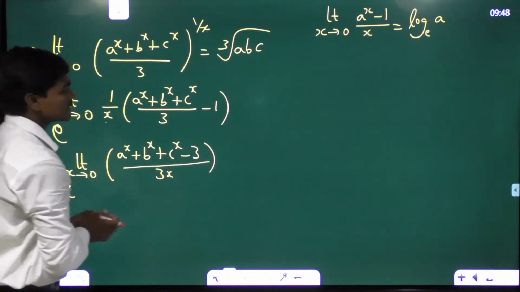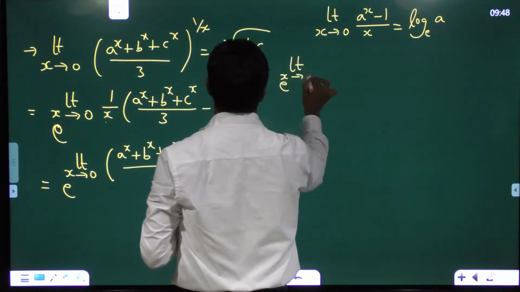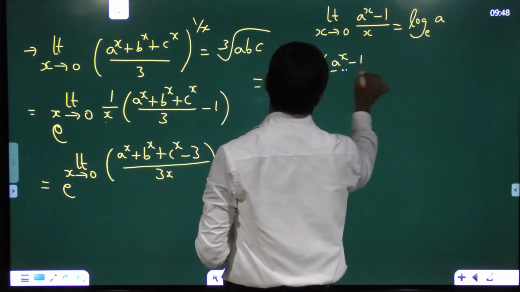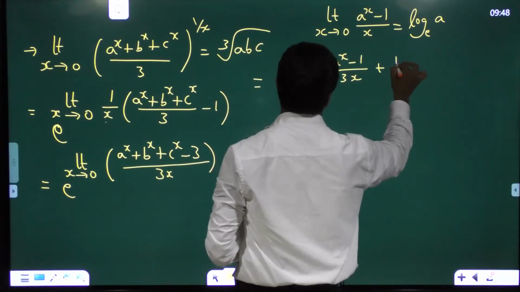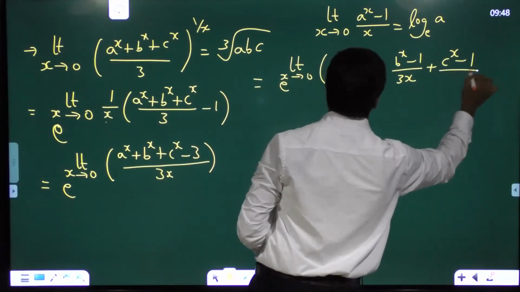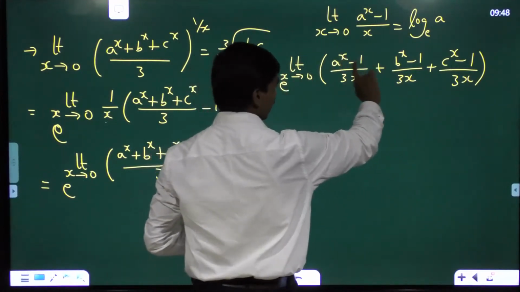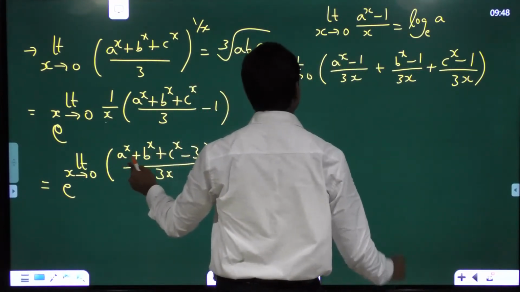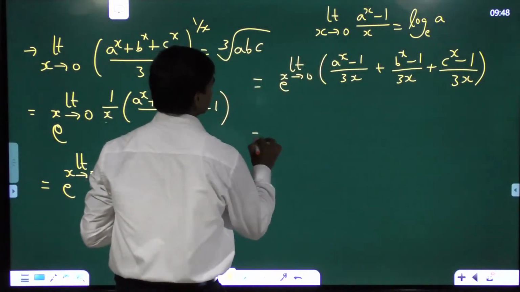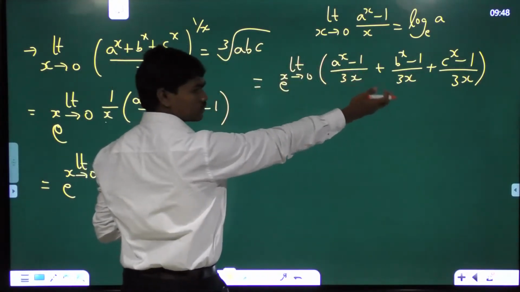So this minus 3 can be slightly adjusted: limit x tends to 0, writing the terms separately, a power x minus 1 by 3x plus b power x minus 1 by 3x plus c power x minus 1 by 3x. Correct? Because the denominator is the same, and if you add all the numerators, you'll get a power x plus b power x plus c power x, plus all these minus 1s contribute to minus 3. Now since 3 is constant everywhere, you could bring that 3 out of this limit because 1 by 3 is a constant.